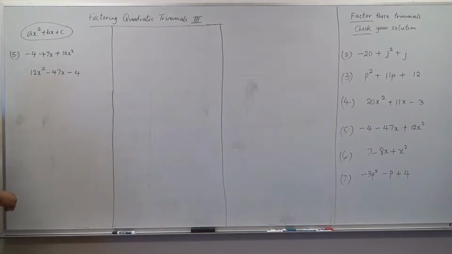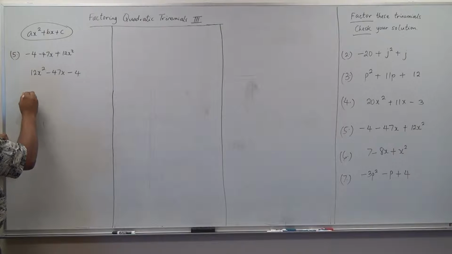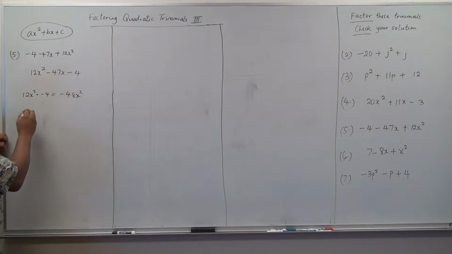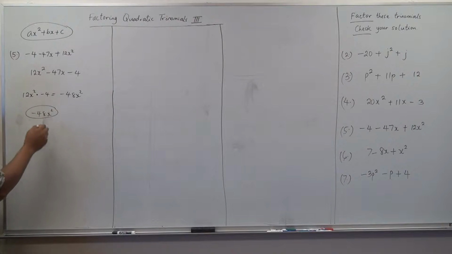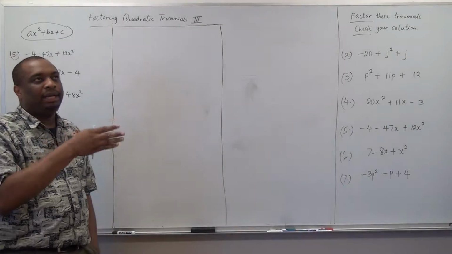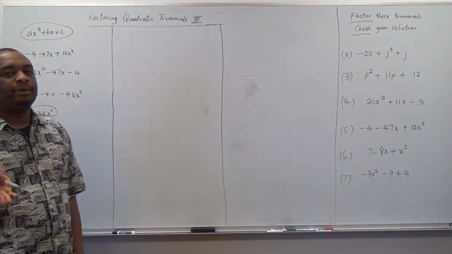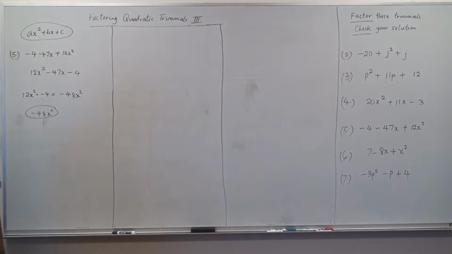So let's go ahead. The next thing we do, we multiply the first and third terms, right? 12x squared times negative 4. That is negative 48x squared. So we now find the factors of negative 48x squared. Because this is negative, we have to consider the negative and positive, and then positive and negative. Because negative times positive is negative. Positive times negative is also negative.